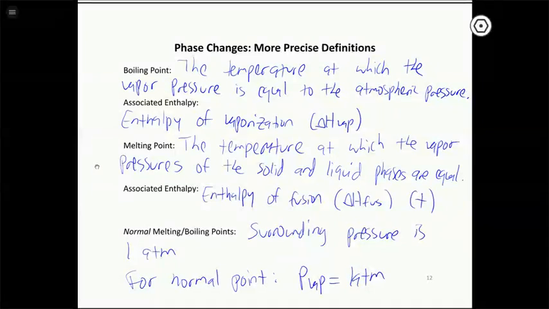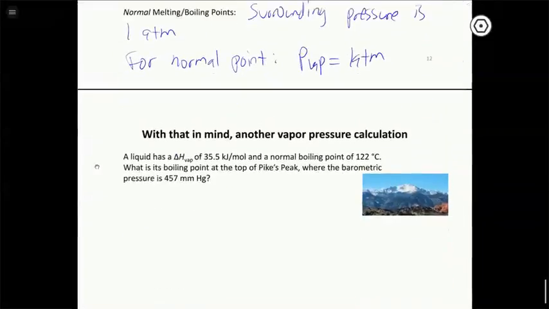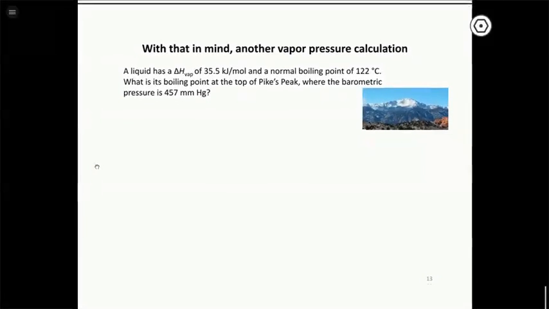All right, so that leads us down to one last example problem, which is another way we can use that equation that we talked about earlier for vapor pressure. So let's say we have a certain liquid that has an enthalpy of vaporization of 35.5 kilojoules and a normal boiling point of 122 degrees Celsius. What is this boiling point at the top of Pikes Peak, where the barometric pressure is 457 millimeters of mercury?